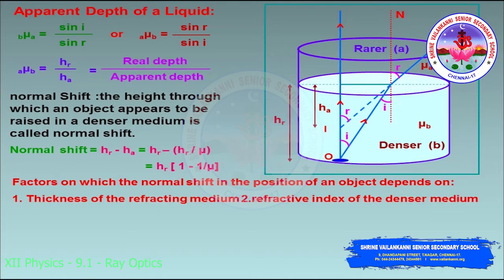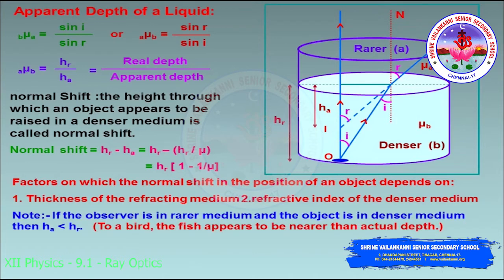Depending upon that, the normal shift will be changed, right? And also you must know the points. If the observer is in a rarer medium and the object is in the denser medium, how will it be? The height of the apparent depth is lesser than the height of the real depth.